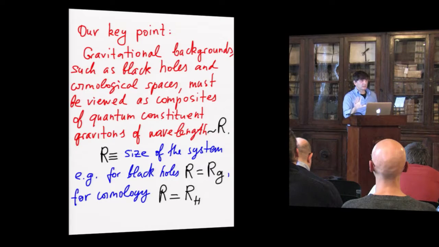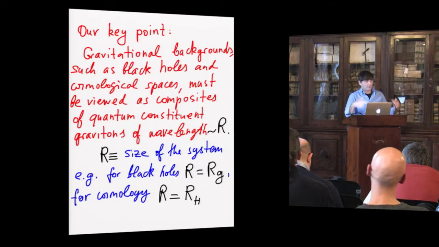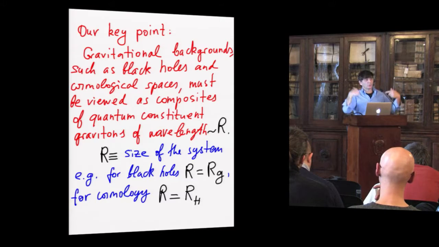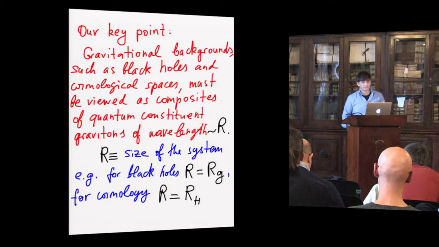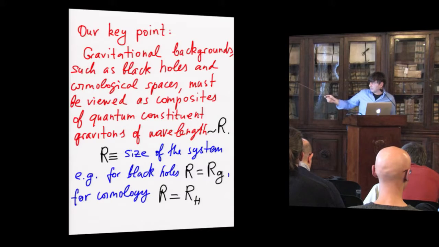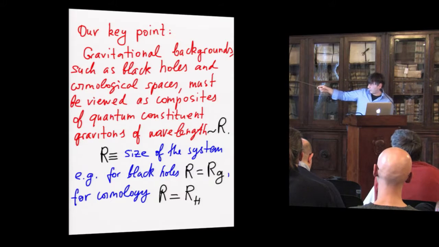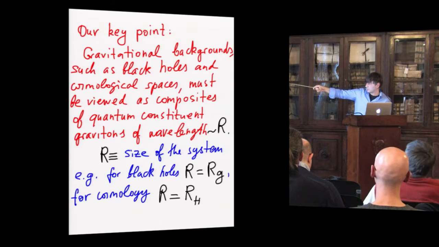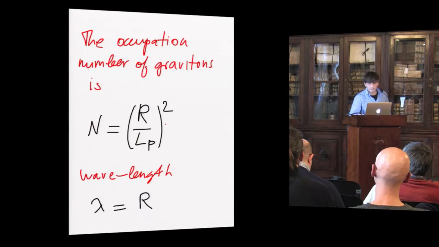Now, so basically, what is the key point? The key point is that if you have a gravitational background with characteristic curvature radius R, then you should think of it as a state with a certain occupation number of gravitational quanta, with a characteristic wavelength given by this curvature radius. This is the picture quantum mechanically. The radius will be the gravitational radius for black holes, the Hubble radius for cosmology, and so on, okay?